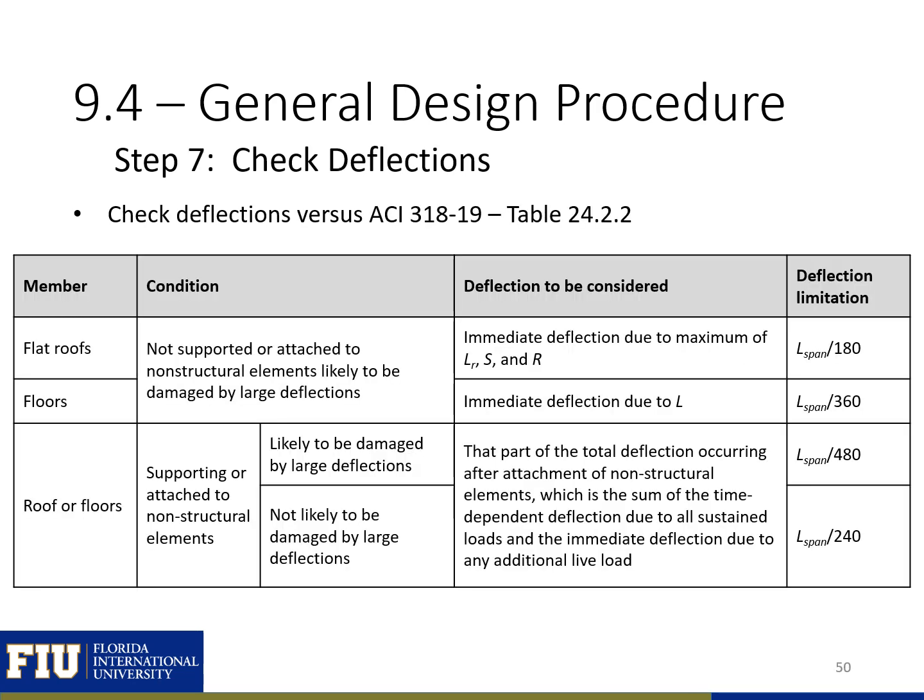Next, we would need to check our deflections. So here is the table from ACI 318-19 with our different deflection limits. You can see the deflections are based on member type, condition, and whether you're supporting or not supporting non-structural elements. And then based on these, it tells you what loads to include when considering your deflections, and then the different deflection limits.